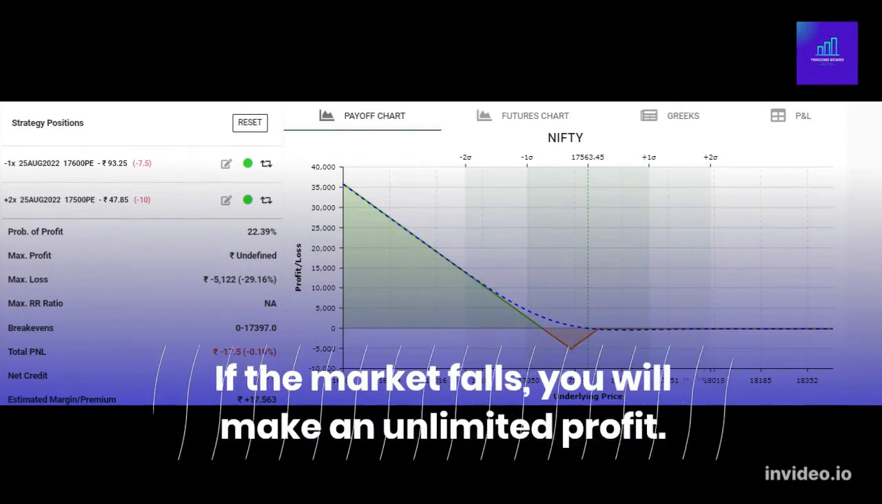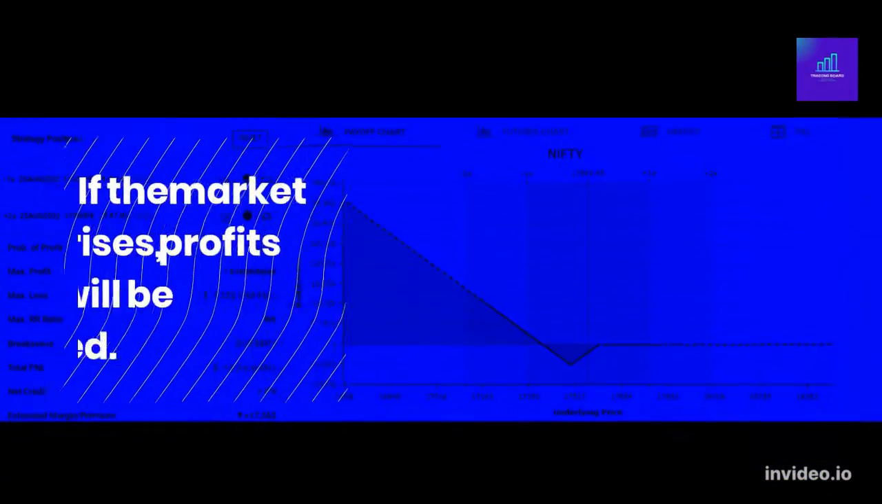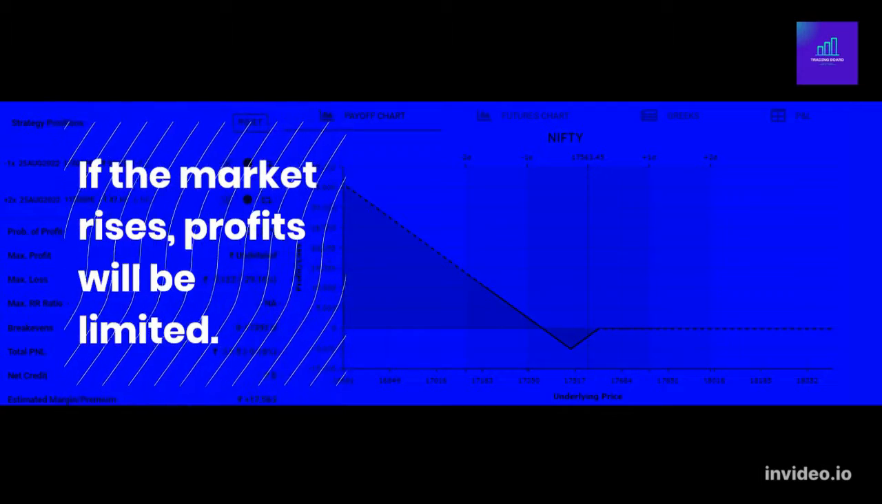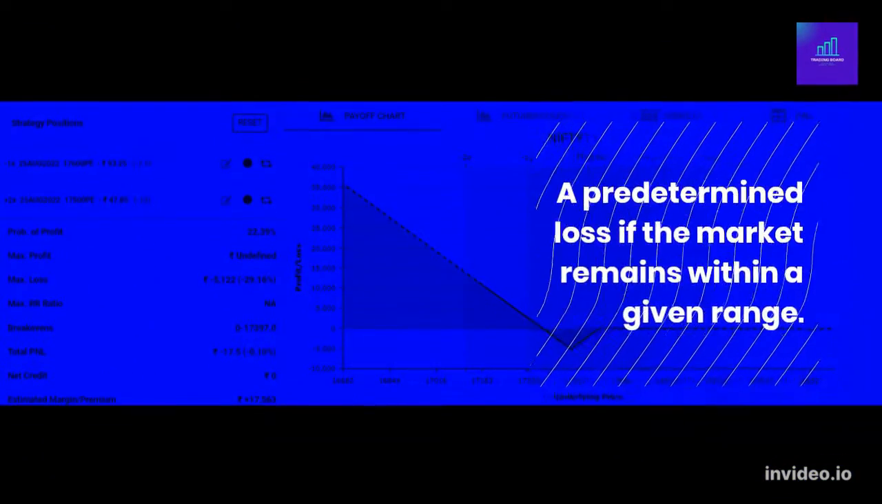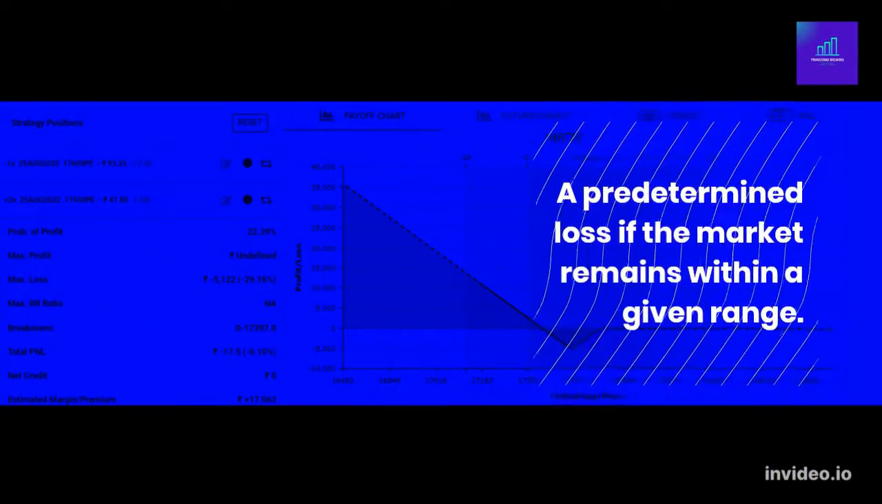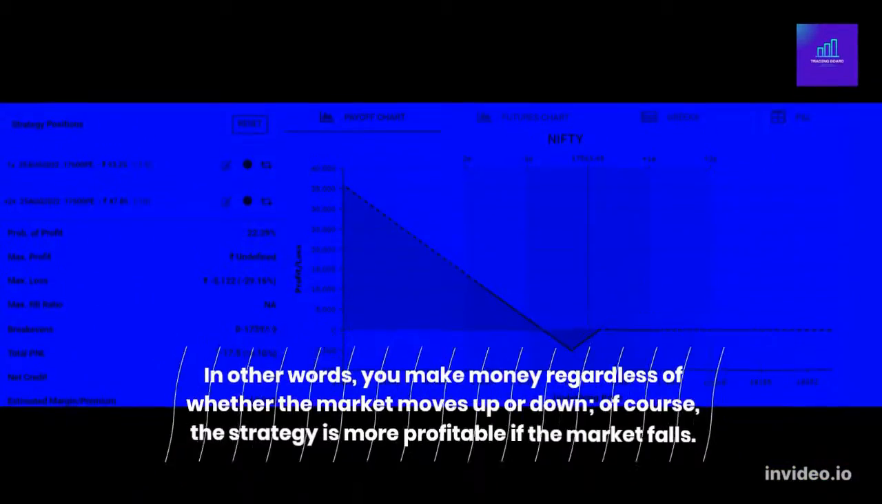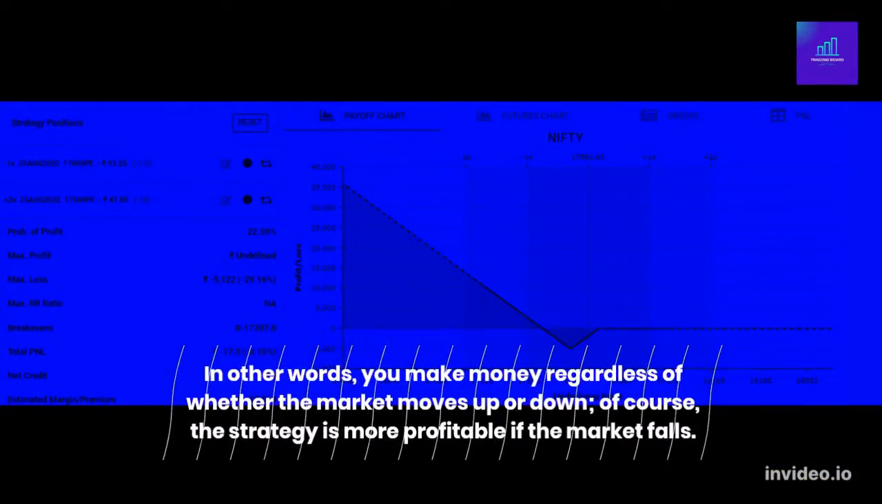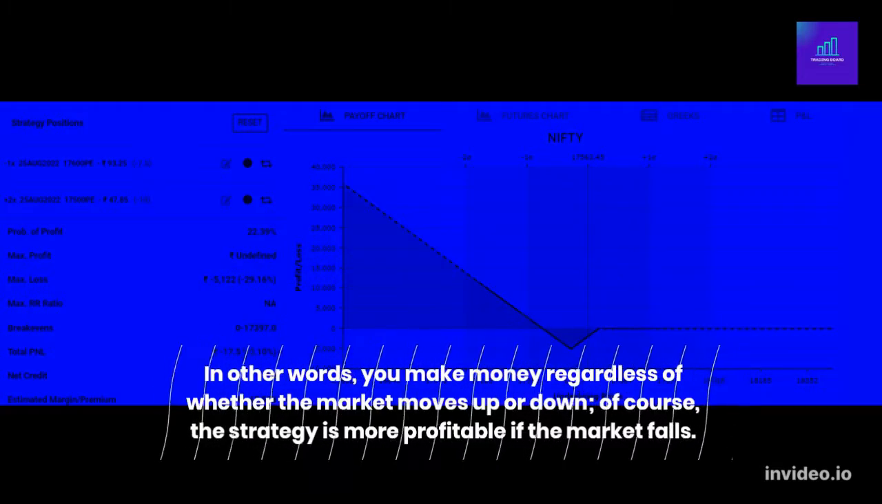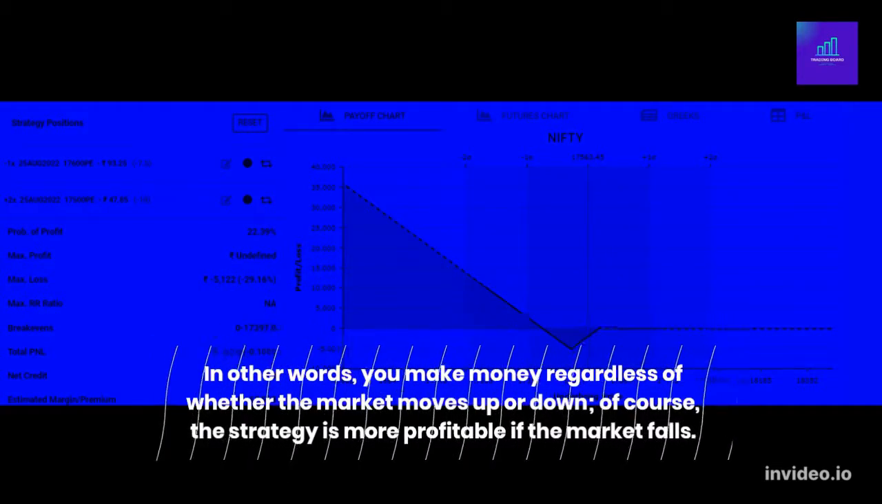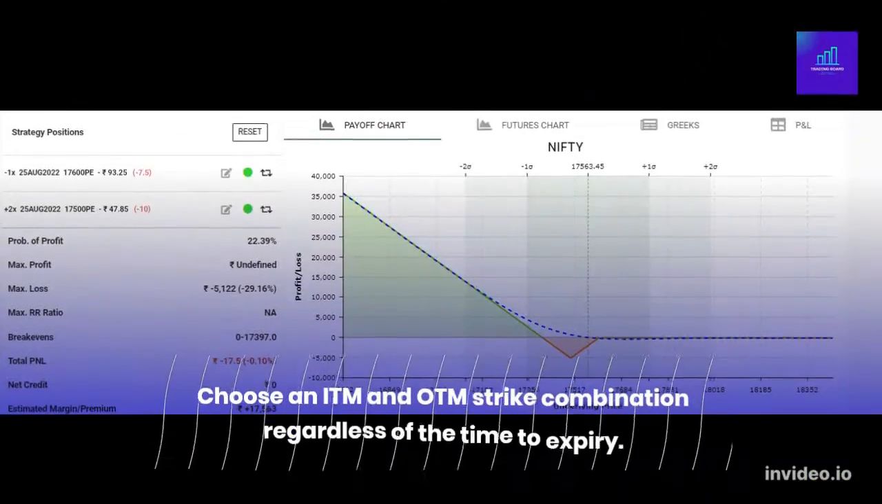If the market falls, you will make an unlimited profit. If the market rises, profits will be limited. A predetermined loss if the market remains within a given range. In other words, you make money regardless of whether the market moves up or down. Of course, the strategy is more profitable if the market falls.